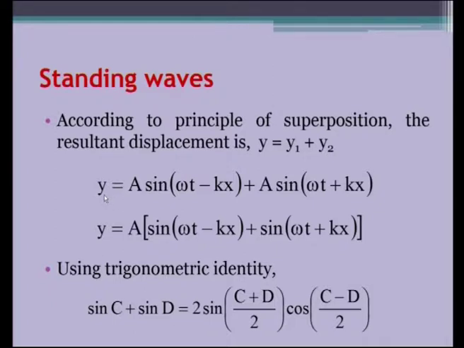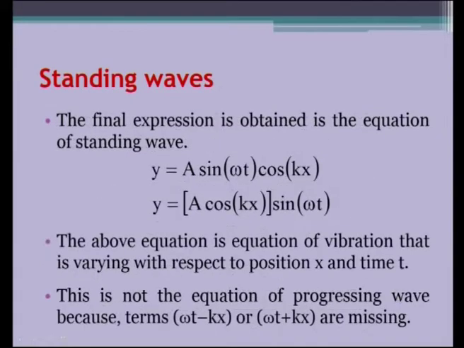So, this is the resultant displacement y, this is the y1 term, this is the y2 term, and we take a common factor, and using the trigonometric identity shown here, we can proceed with the simplifications further. The final expression is obtained for the standing wave like this: y is equal to a sin omega t and cos kx.